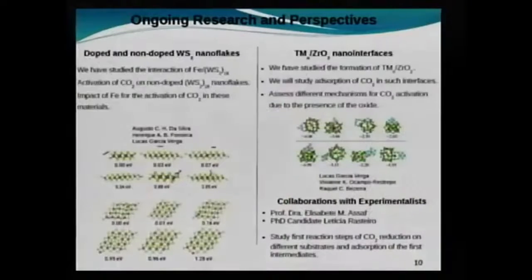We also intend now to start studying the same things in different materials, not just transition metals. So we are doing a work with dichalcogenides, nanoflakes, and we are doping that with iron to see if the activation of CO2 will change, and also using some nano interfaces between metal oxide, in this case zirconia, and a TMN to see what's going on, if the interface changes something or this is an important effect.